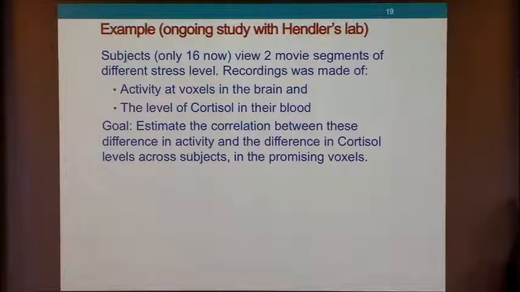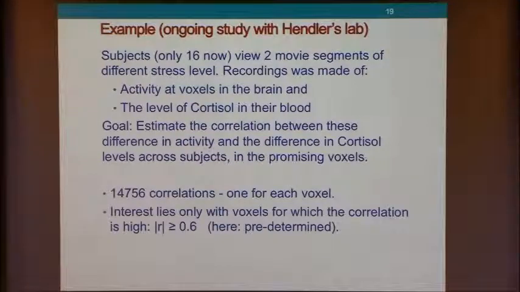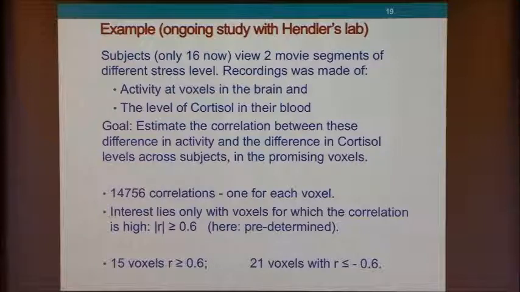And to do that in promising voxels in order to identify on the map where these promising voxels are. So there were 14,000 such correlations, one for each voxel. Interest lies only in voxels for which the correlation is high, R bigger than 0.6, predetermined. There were 15 voxels with R bigger than 0.6 and 21 voxels with R less than 0.6.